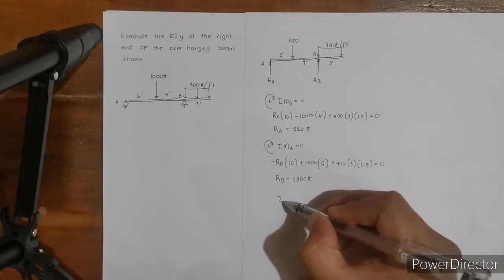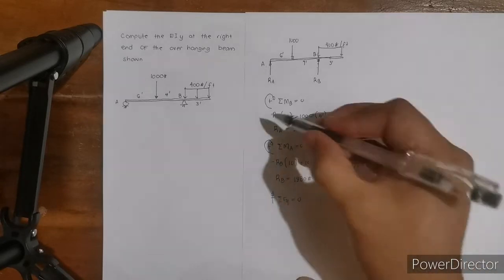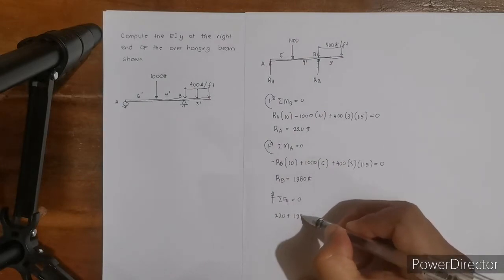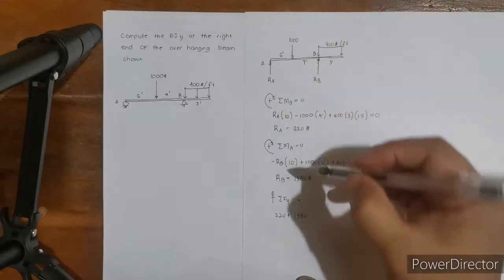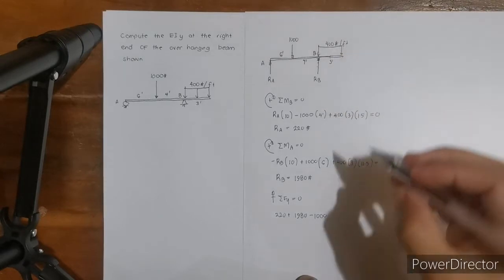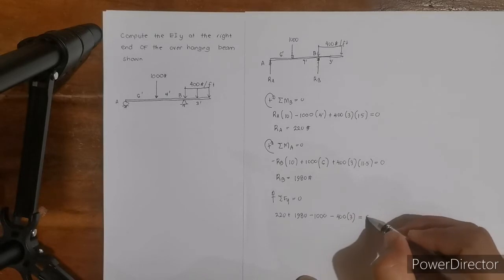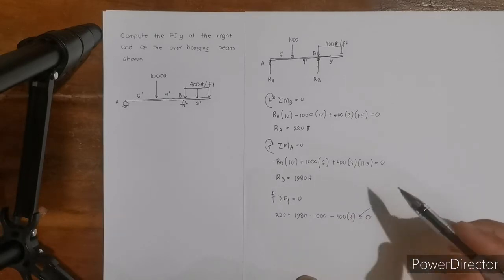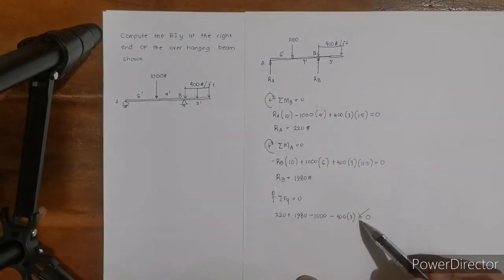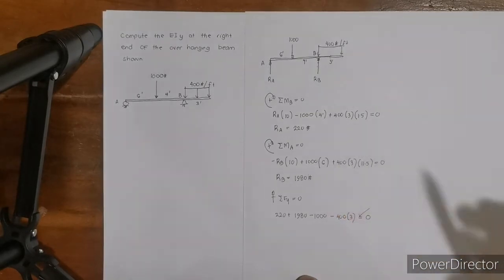So, i-check natin. Checking, we will take summation of forces along the vertical axis equivalent to 0. So, upward, RA at saka RB, 220 plus 1,980 pounds. Downward, minus 1,000. Downward din yung rectangular load natin, so minus 400 times 3. Equivalent sa 0. Dapat mag-equal sa 0 yan para maging tama yung reactions na nakuha natin. And that is equivalent to 0. So, 220 is correct. 1,980 pounds is also correct.